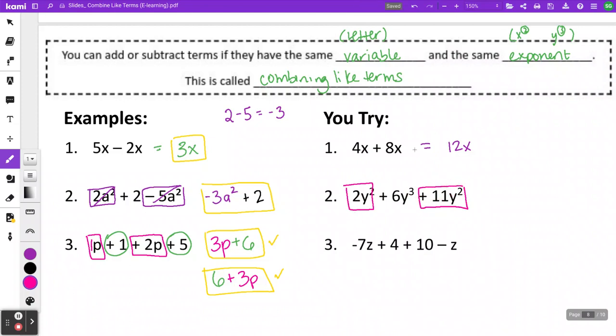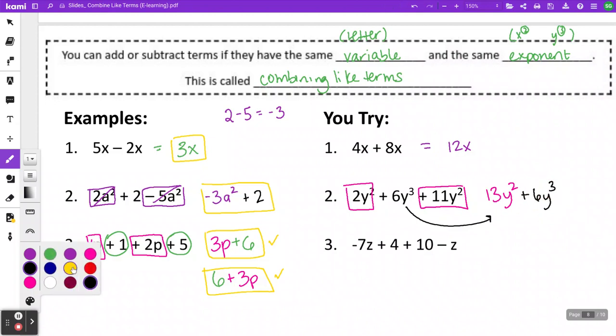2y squared plus 11y squared, that gives me 13y squared. Again, notice I didn't do anything with the exponent. I didn't square anything. I'm just keeping my y squared in my answer. That 6y cubed I can't do anything with, so I'm just going to copy that over to my final answer and say plus 6y cubed. This right here, what we're looking at, that would be your final answer. We cannot add those together because they have different exponents.